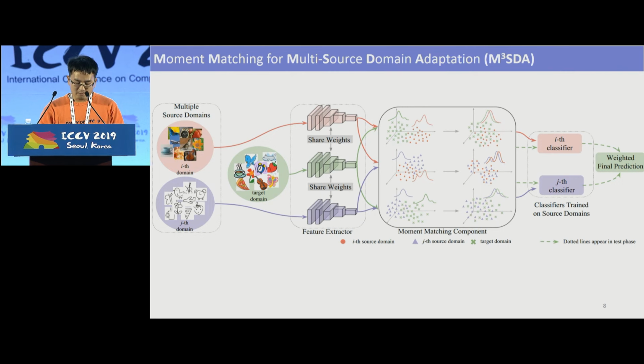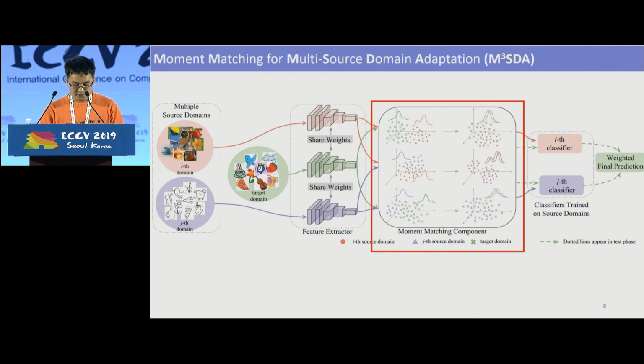To solve multi-source domain adaptation, we further propose a model called moment matching for multi-source domain adaptation. Our model consists of 3 components. The first component is the feature extractor, the second is the moment matching component, and the third is the classifiers. Our model takes the multi-source annotated training data as input and transfers the knowledge learned to classify unlabeled target samples.